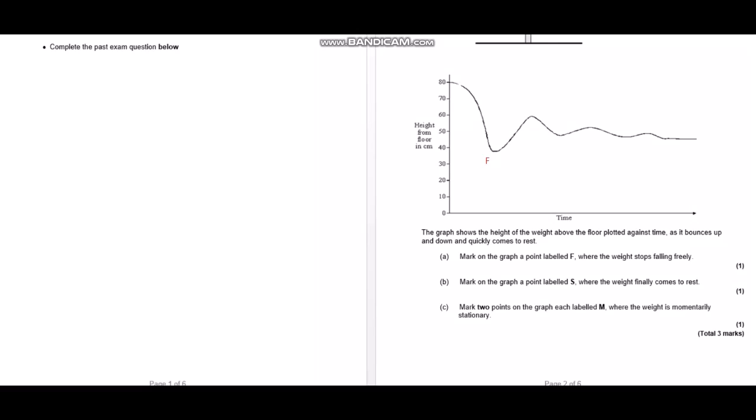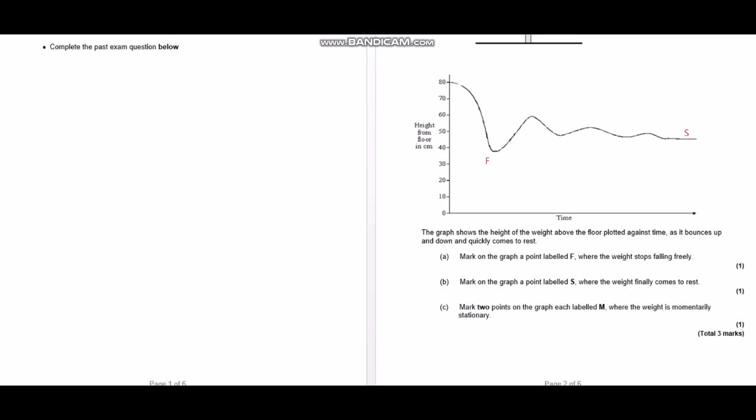Part B, mark on the graph a point labelled S where the weight finally comes to rest. So when it's come to rest, there shouldn't be any change in the height that it's moving at now. So it should be where we see a flat line on the graph. So I'll label that point there S.